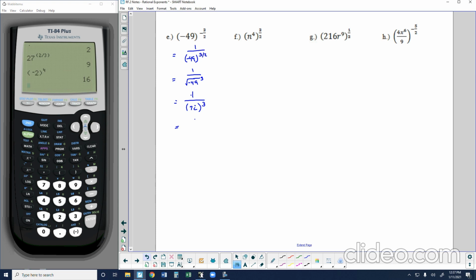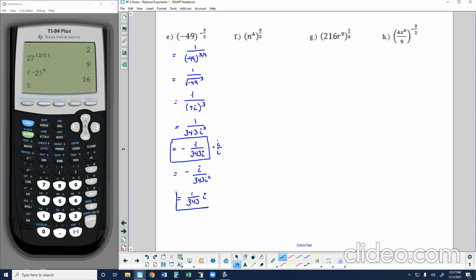And we can go ahead and simplify this. 7 cubed would be 343, and then i cubed is i cubed, but we can reduce i cubed into negative i, so this would be negative 1 over 343i. Now if you wanted to write this in the standard form for imaginary numbers, we could multiply by i over i, which would give me negative i over 343i squared. And i squared would be negative 1, changing this into positive i over 343.